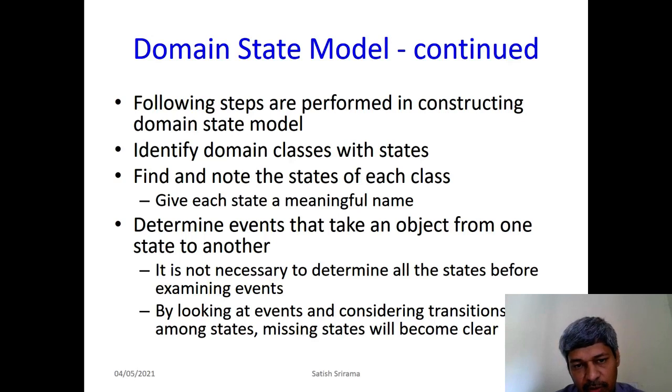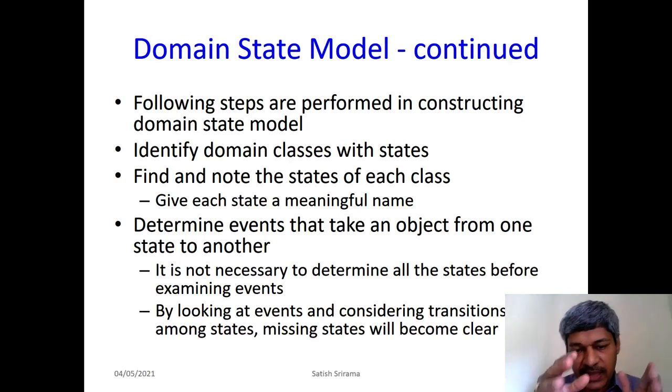To prepare a domain state model, you have to follow certain steps again. First, you have to identify the domain classes with states. This is a complex process, but we have also seen it while we were discussing the state diagrams. So we should be able to identify the classes that will have states. Once you have identified them, find and note the states of each of these classes, and then give each state a meaningful name. All these things we discussed when we were discussing the state models in Java. But again, you have to do the same thing for the domain state model.